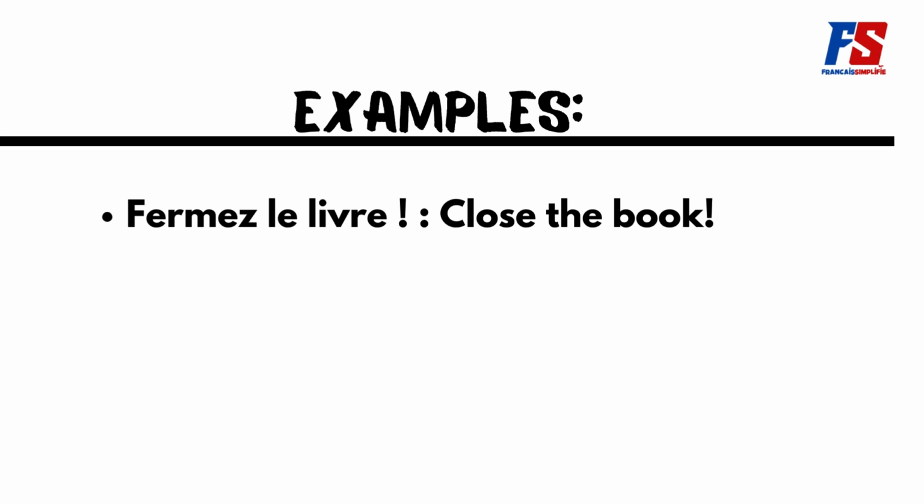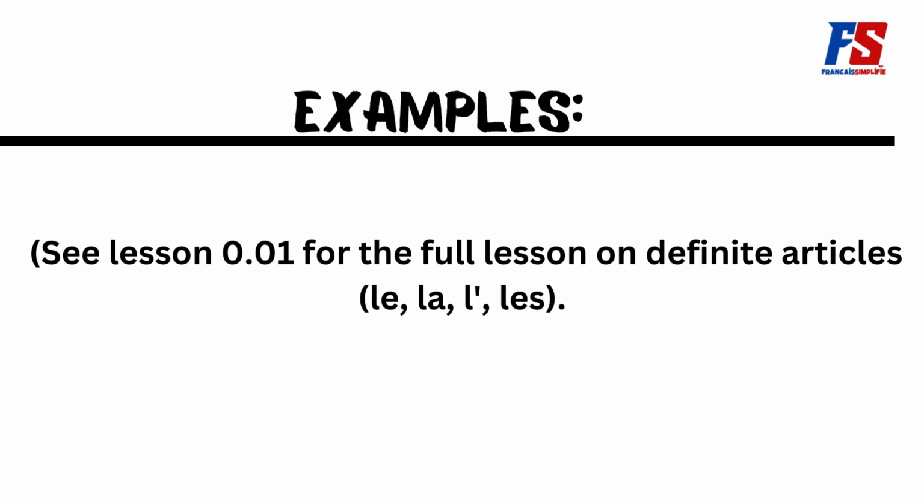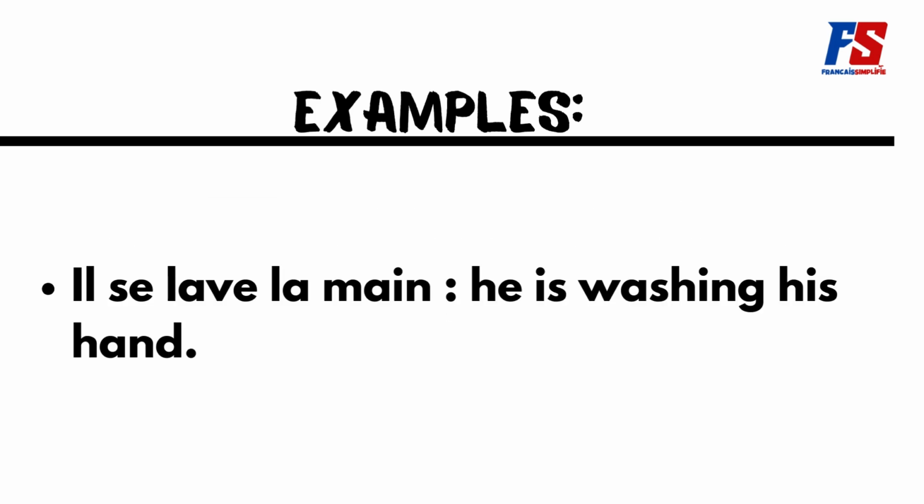Example, ferme le livre, close the book. Now, assuming you didn't know that livre is a masculine noun, the fact that le comes before it tells you that right away, because le can only follow a masculine singular noun. Here's another example. Il se lave la main. He is washing his hand. You can tell from here that main is feminine because la comes before it.